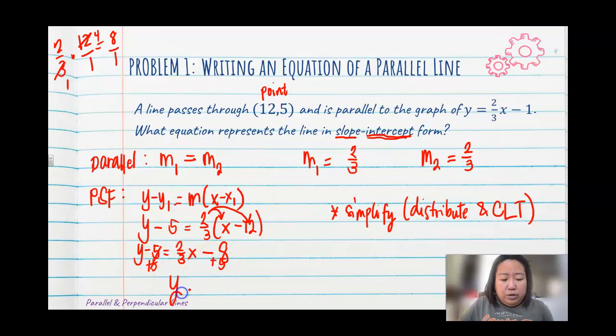And so the equation now is y is equal to 2/3 x minus 3. And is this in slope-intercept form? Yes, it is. This is in slope-intercept form, and this is the line that is parallel to this other given line, and this line is going to pass through the point that was given to us, okay? So that is how you can write an equation of a parallel line given another line, okay?